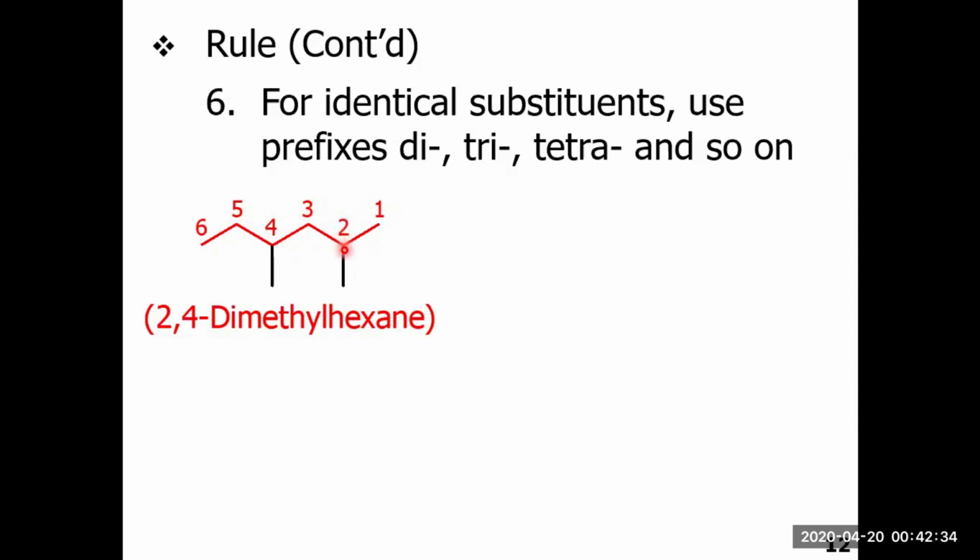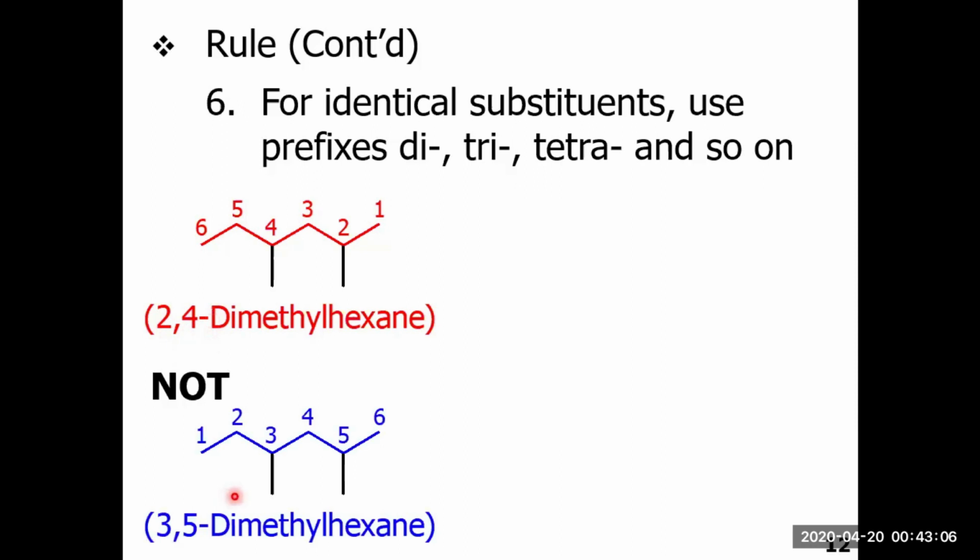So at carbon 2 and carbon 4, you have a methyl group. These groups are the same, so I use the prefix di, so dimethyl. And obviously we have to write the positions to which these methyl groups are bonded, that's carbon 2 and 4. Numbers are separated by a comma, and a number and a word are separated by a dash. So what is wrong with this one? 3,5-dimethylhexane, what is wrong with this?